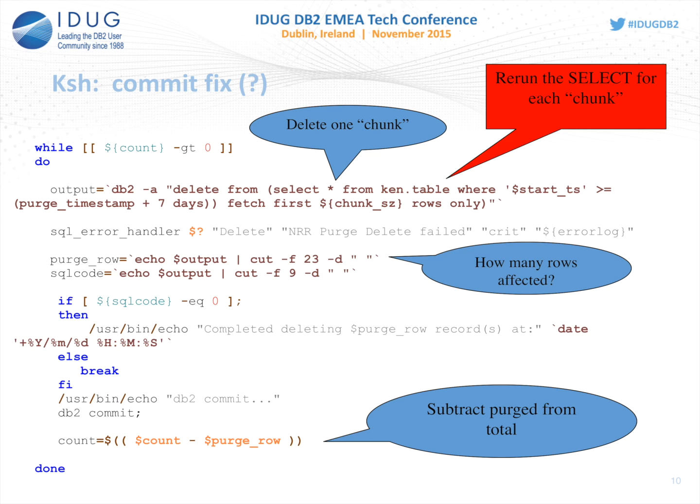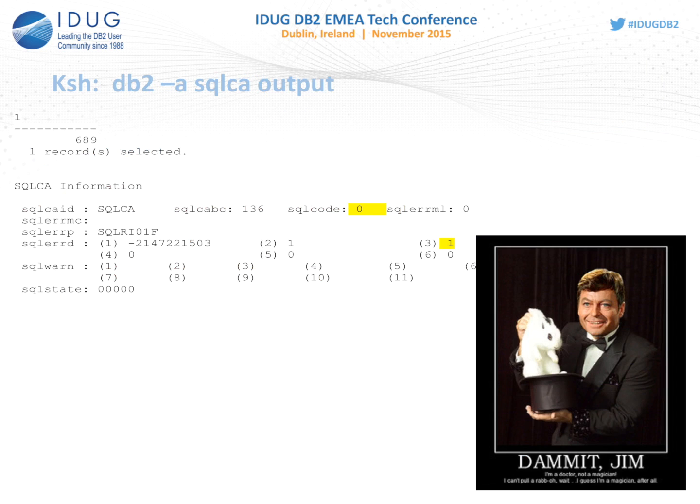The other problem with this is that it's going to rerun that select for every chunk if I commit every 1,000 rows. And that might be okay, but in this case, that select was fairly expensive. And so rerunning that select made the deletes run an order of magnitude longer. And the select might be the biggest part of the work. So this is just an example of what the SQLCA output looks like and where I'm getting the SQL code and the error. It's SQL error D3, I think, that has the rows affected in it.